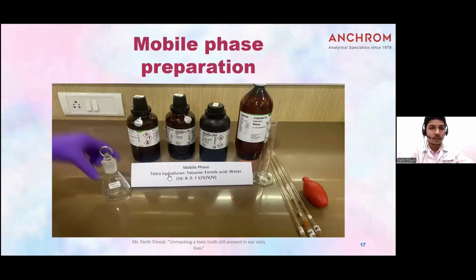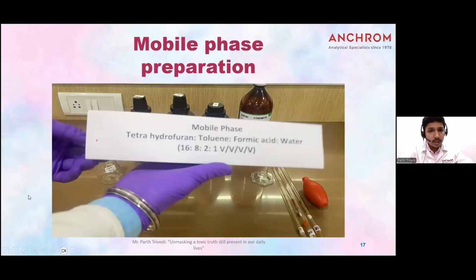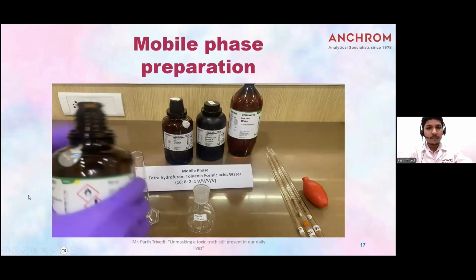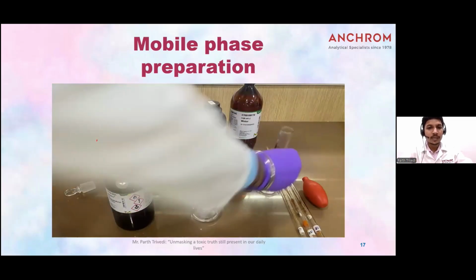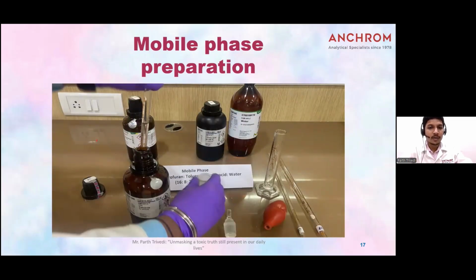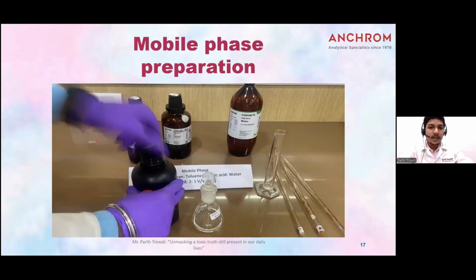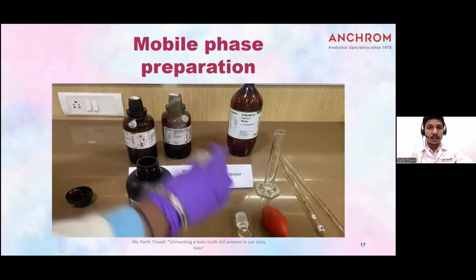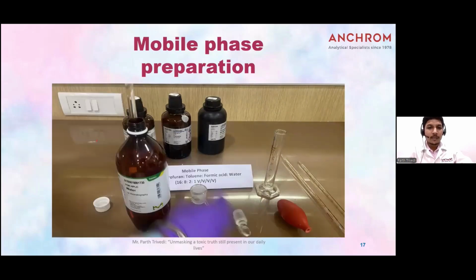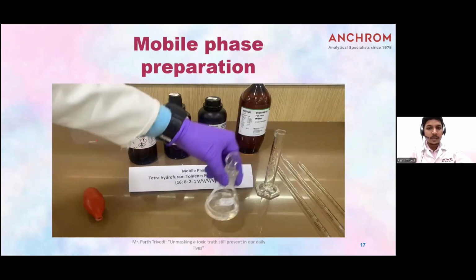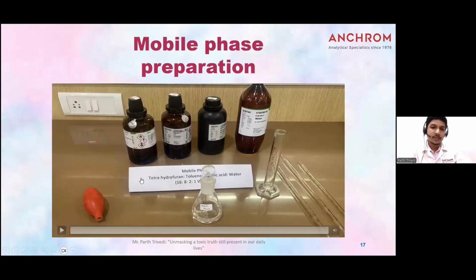For the preparation of the mobile phase, we prepare it in a proper stoppered conical flask, and we have a separate pipette arranged for each and every solvent so that we don't mix them up. The mobile phase is tetrahydrofuran, toluene, formic acid, and water: 16 ml of tetrahydrofuran, 8 ml of toluene, 2 ml of formic acid and 1 ml of water. We mix it thoroughly, and it is ready for use for our run.